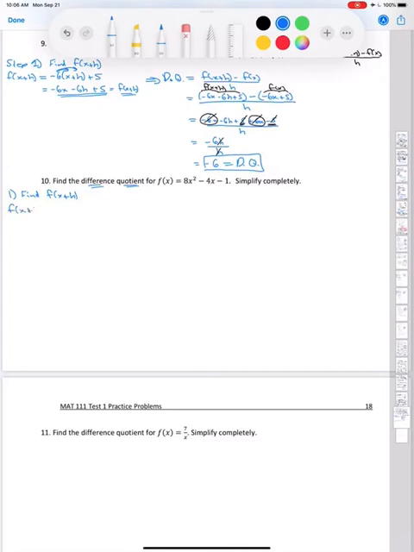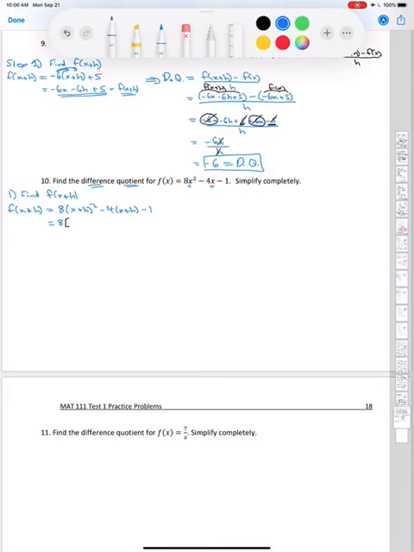So f of x plus h, well, we've got a couple of x terms here. So two places we're going to take out x and plug in x plus h. So I got 8 times x plus h squared minus 4 times x plus h minus 1. So again, evaluating my function with input x plus h. Be careful simplifying.